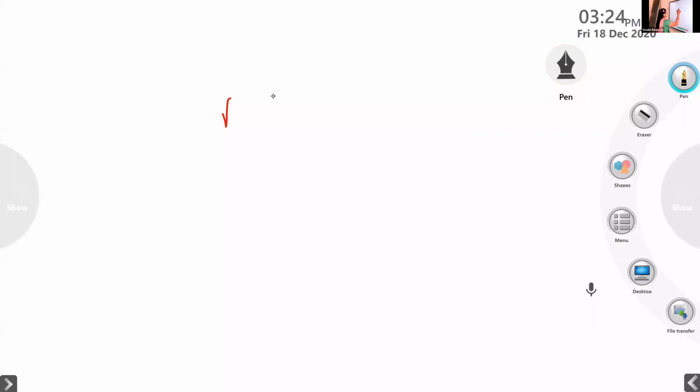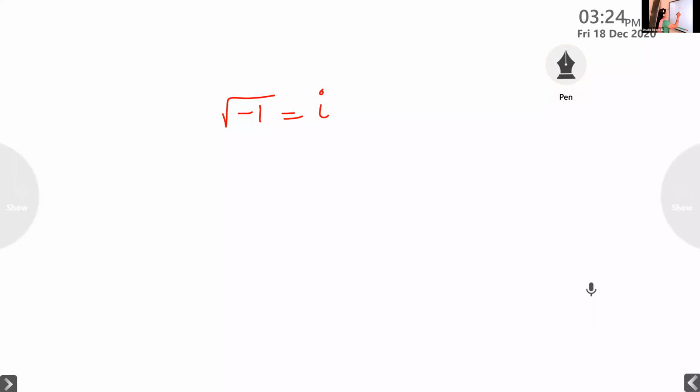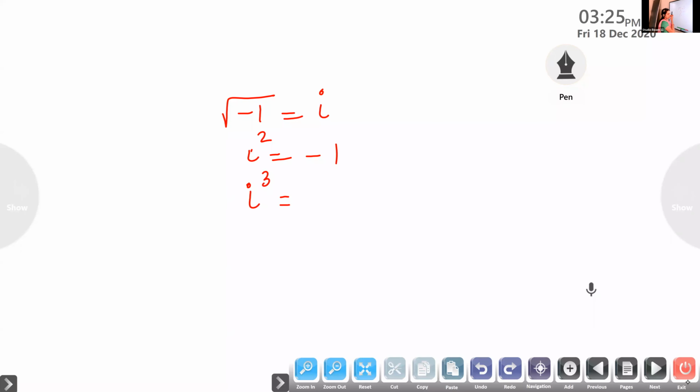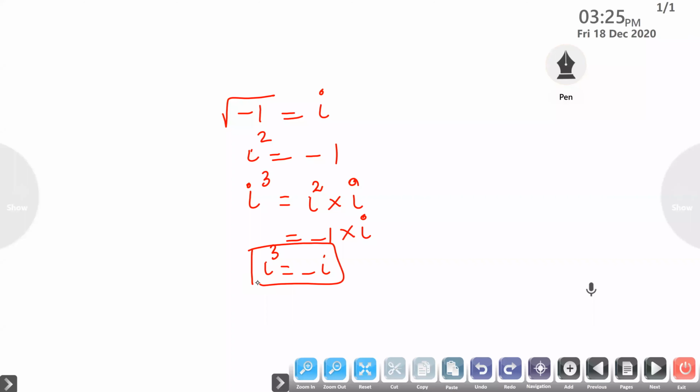Root of -1 is i, isn't it? So i square is -1. So what will be i cube? See, all these values you have to learn by heart, children. Understand it and learn it. i cube is i square into i. What is i square? It is -1 into i. So i cube is minus i.